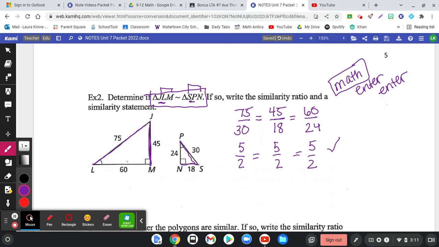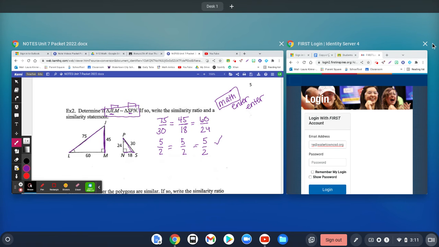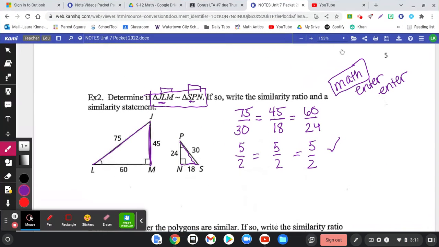They have two congruent angles, which we'll talk about as one of the ways of proving that they're similar, but all their sides are proportional. So they are similar. Yes, they're proportional. We already have the statement, but we'll write it again. Triangle JLM is similar to triangle SPN. And the last part of this, the similarity ratio, is 5:2.